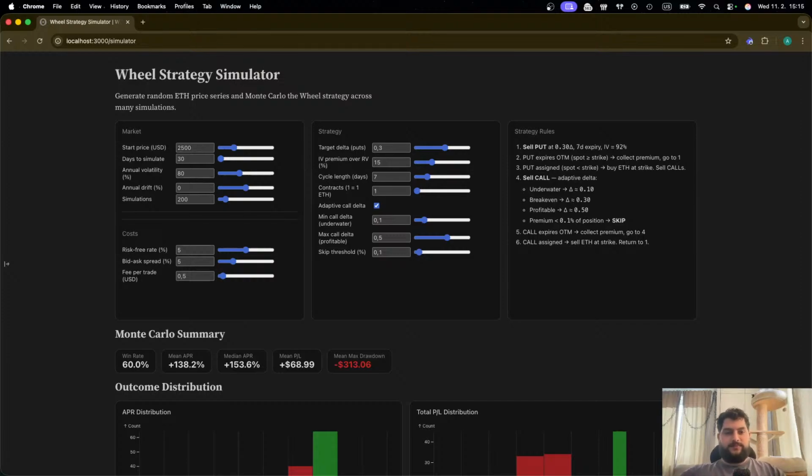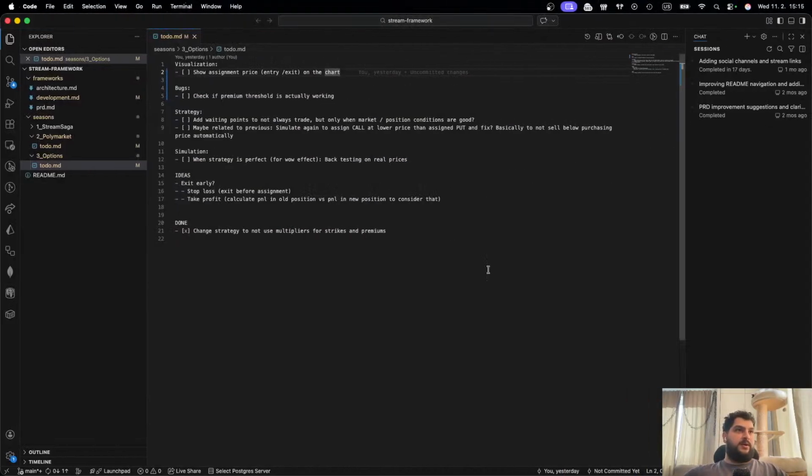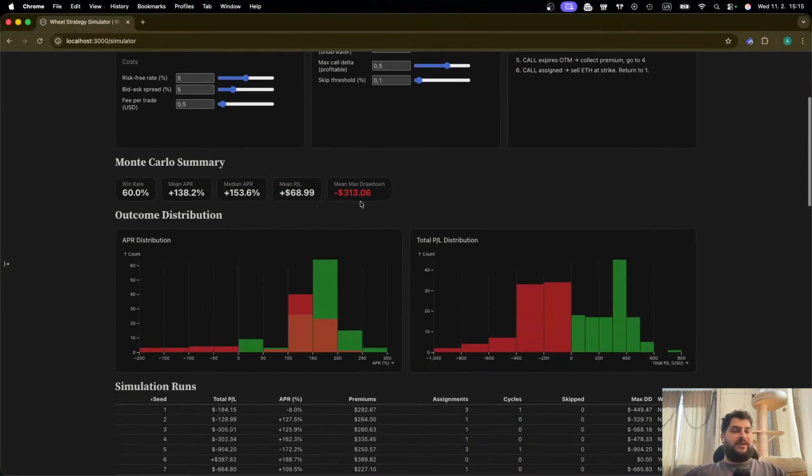The whole season is dedicated to options trading and especially one particular strategy called the wheel. Today we are going to continue on backtesting and tuning its parameters. And what we did last time, if you remember, is we changed the strategy a lot.